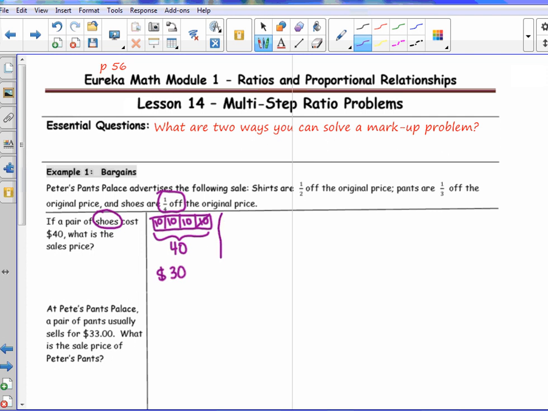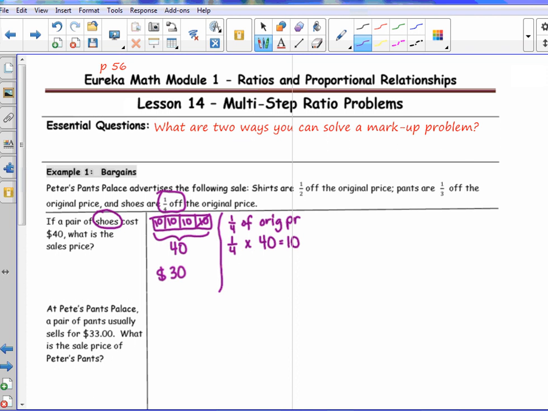The second way that we're going to solve the problem is we're going to find a fourth of the cost, and then we'll subtract it from the price. So we want to know what 1/4 of the original price is. And we know that of in mathematics means to multiply. So we'll take 1/4 times $40. 1/4 times $40 is $10, and that's how much we're going to save.